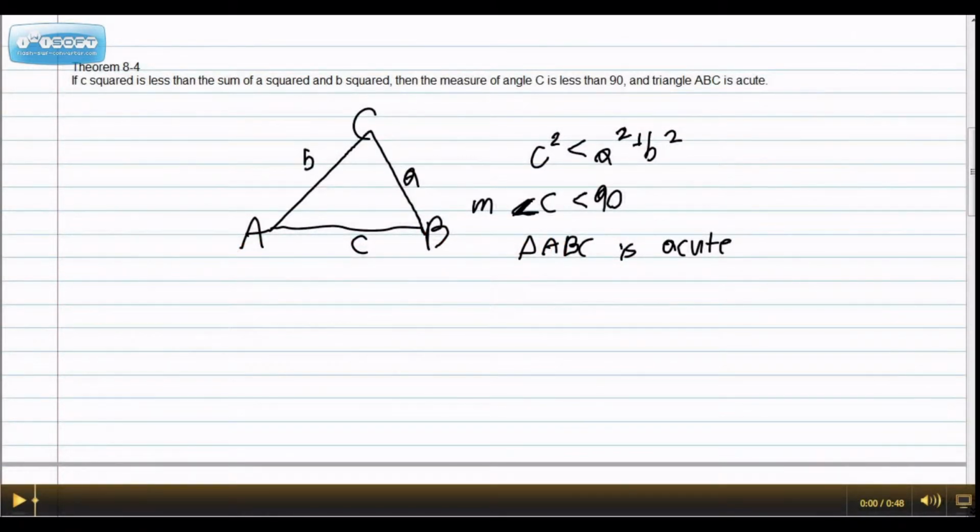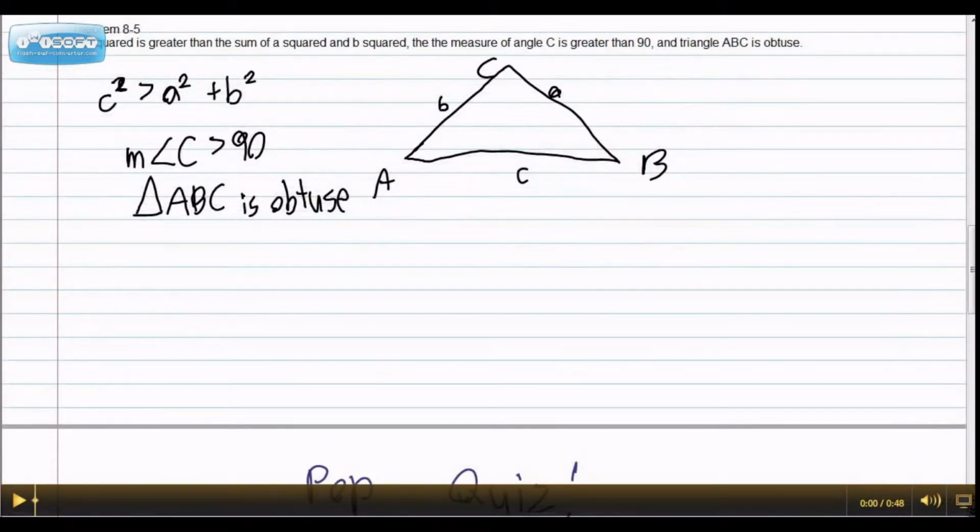Theorem 8-4. If c squared is less than the sum of a squared and b squared, then the measure of angle C is less than 90, and triangle ABC is acute. Theorem 8-5. If c squared is greater than the sum of a squared and b squared, then the measure of angle C is greater than 90 degrees and triangle ABC is obtuse.